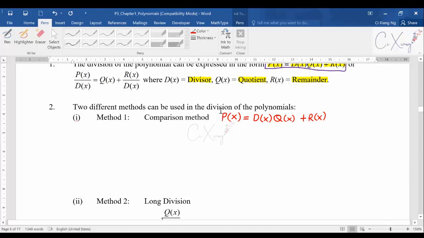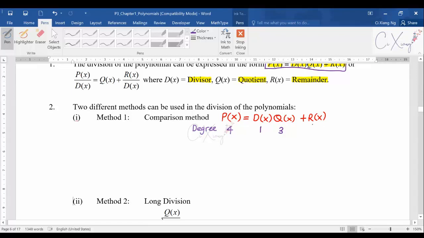Okay, so when you want to use the comparison method, as I told you, we are using this formula. And to use this formula, there are some small rules that you need to know. Let's say I'm talking about degree. For degree, we are talking about the degree of this whole thing. Let's say the degree of px is degree 4, and the degree of dx is degree 1. These two will usually be given in the question. So you should know the degree of qx. It should be degree 3, so that 1 plus 3, you get 4.